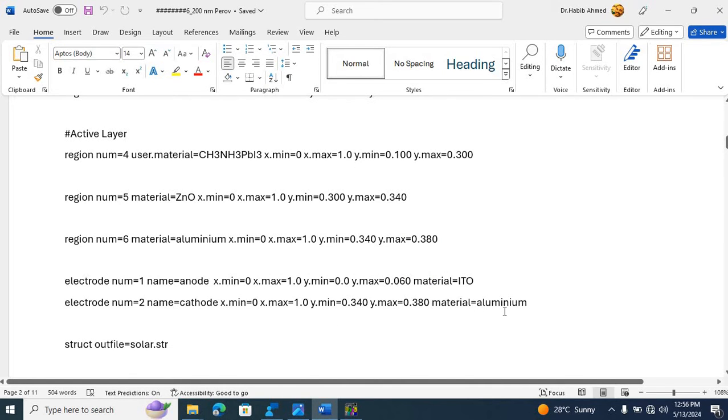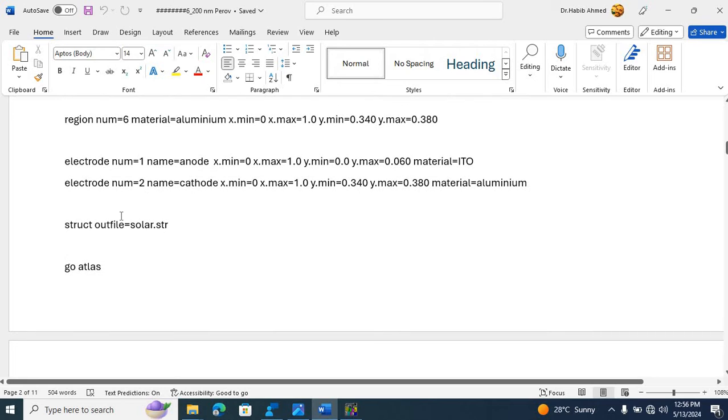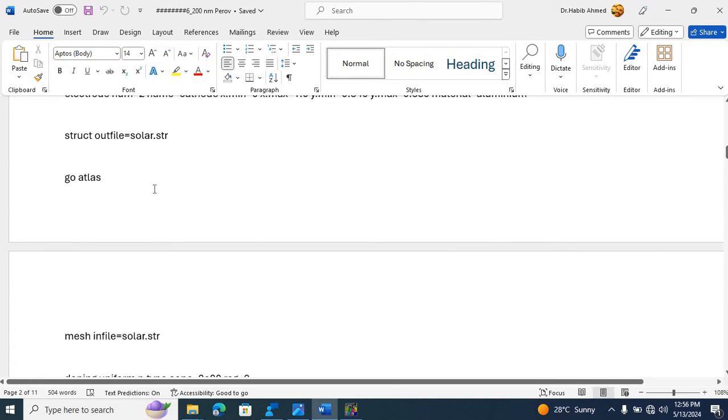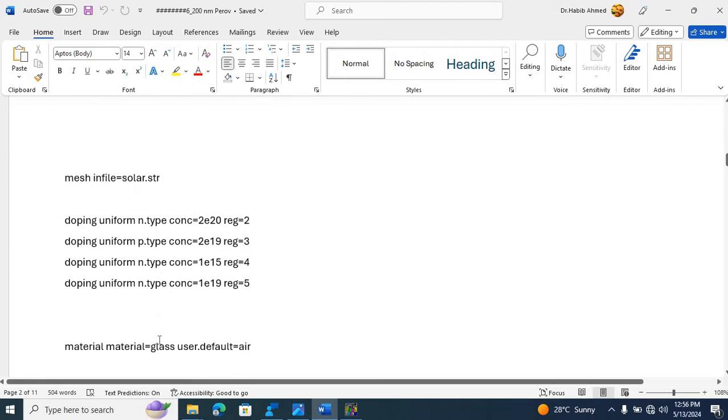And I have set the aluminum layer as the cathode in my structure. Then I save the structure as solar.str. I run go atlas once again, and I import this solar.str structure file into my code.